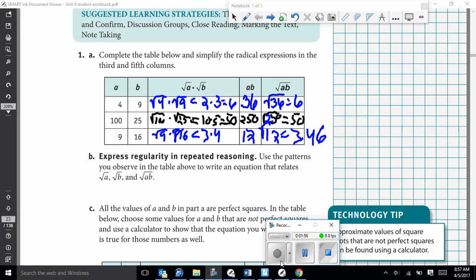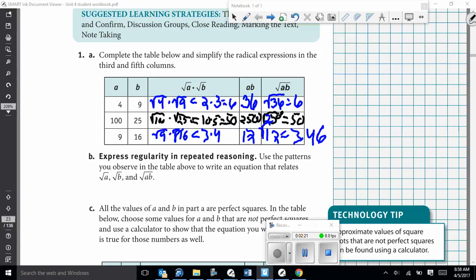All right, so in this column, we have A times B. A is 100, B is 25, so we have 100 times 25, which is 2,500. So now we're going to take the square root of 2,500, and when you enter that into your calculator, you get 50.